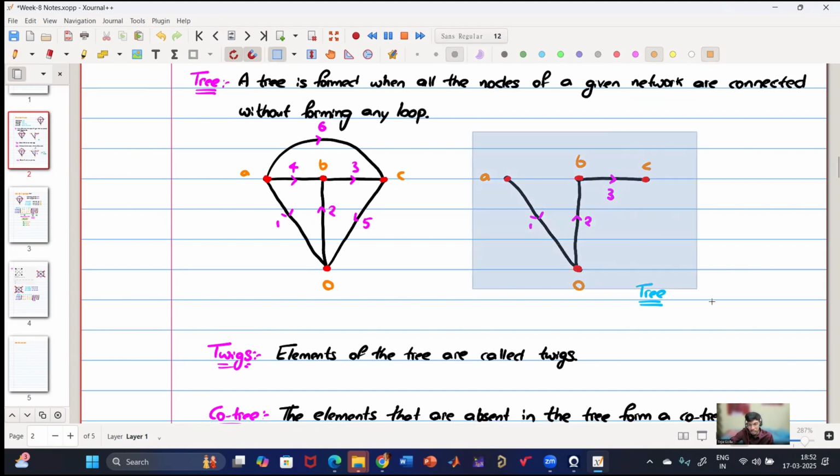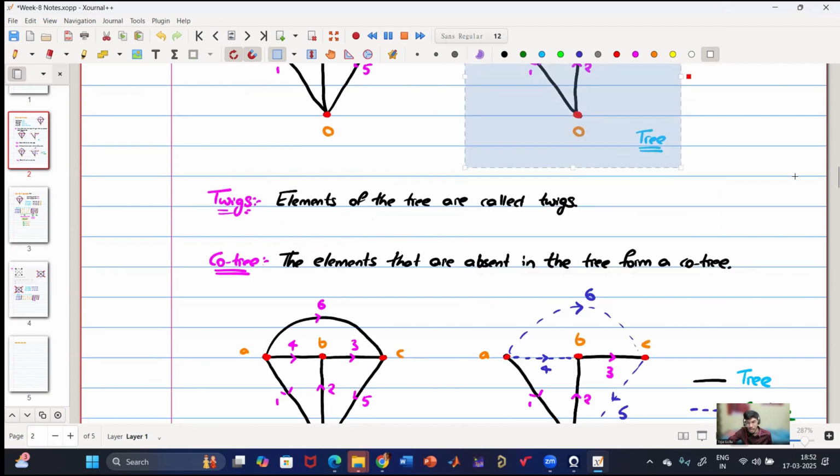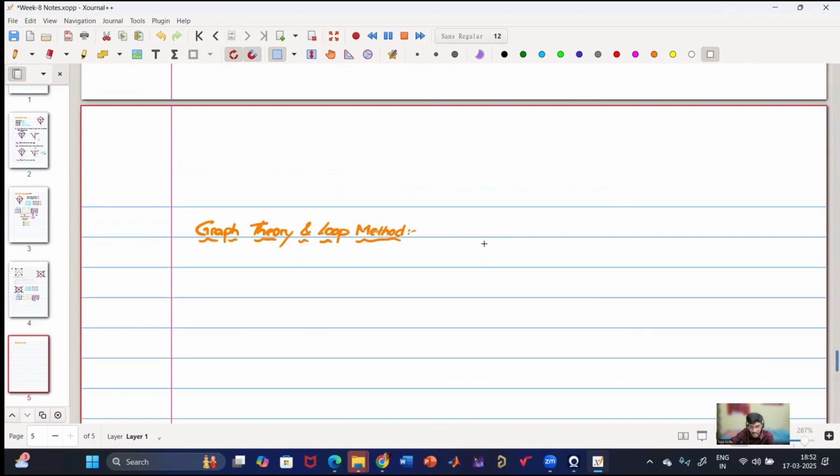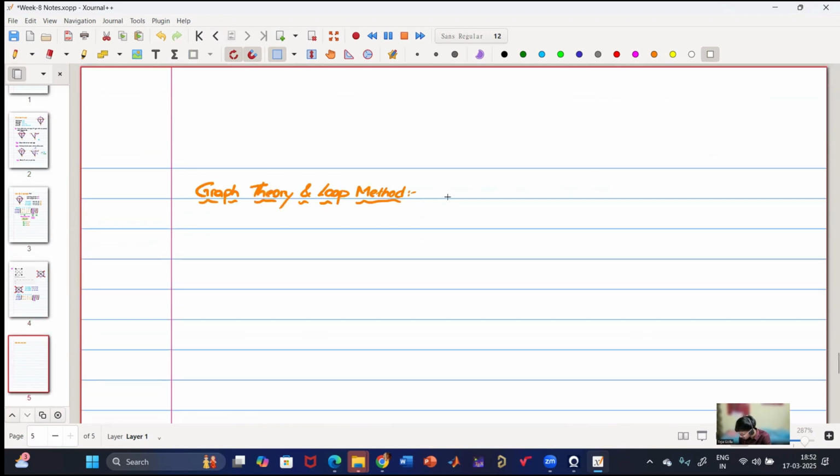Let me take this example there. And how many such fundamental loops exist? Equal to number of links. Because if we add one link, one fundamental loop is formed. So first let me state it and then write it so that it will be clear. Fundamental loop. Okay. So what is fundamental loop?